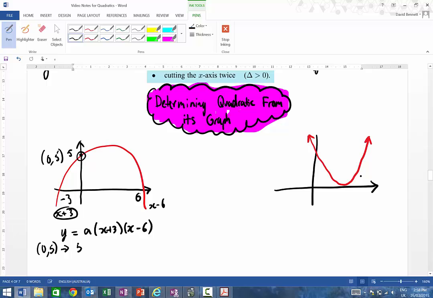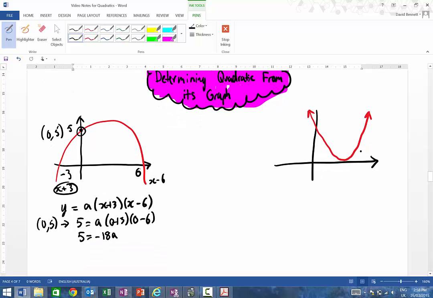So y will be 5 equals a(0 + 3)(0 - 6). If I have 3 times -6, it's going to give me -18. So I'm going to have 5 is equal to -18a. What it means there is my a value is 5 over -18, so we can say that's -5 over 18. It doesn't matter where that negative is.